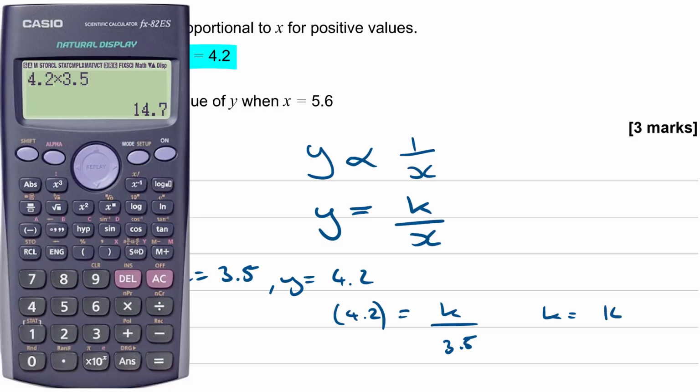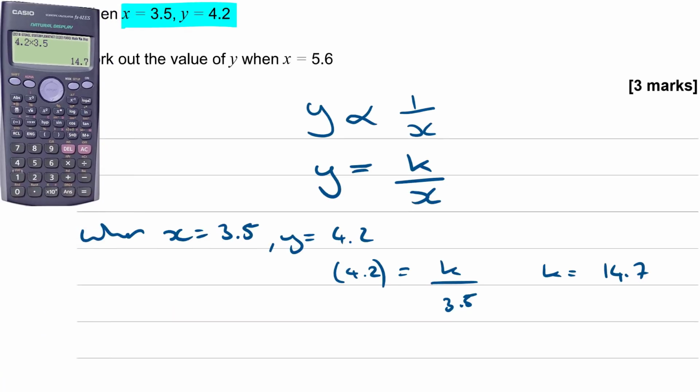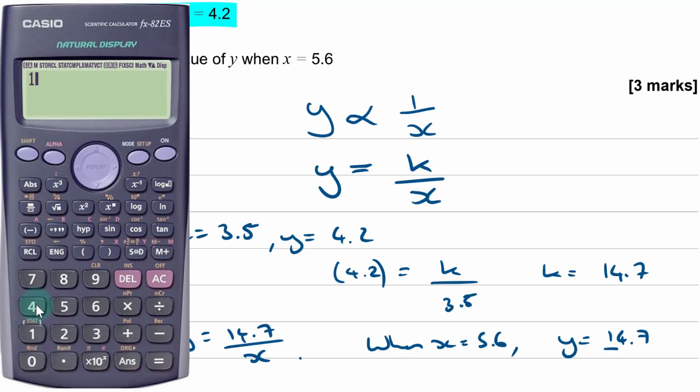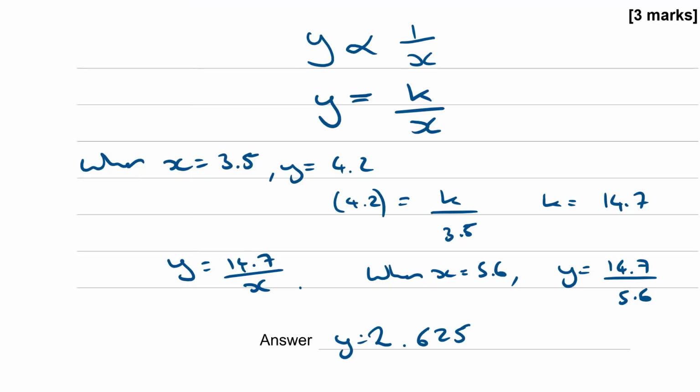I make that 14.7. So now we've got the equation that links y and x together. So therefore y is equal to 14.7 divided by x. So now we need to work out y when x is 5.6. So when x equals 5.6, then y is going to be 14.7 divided by 5.6, which apparently is 2.625. So y is going to be 2.625.